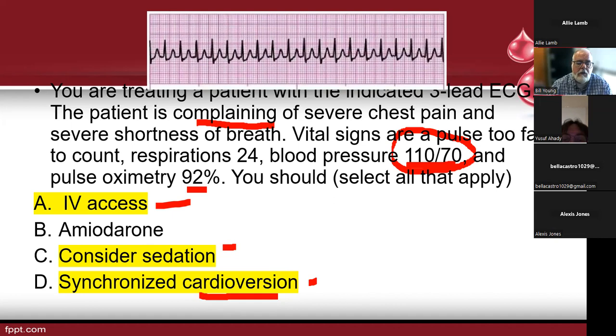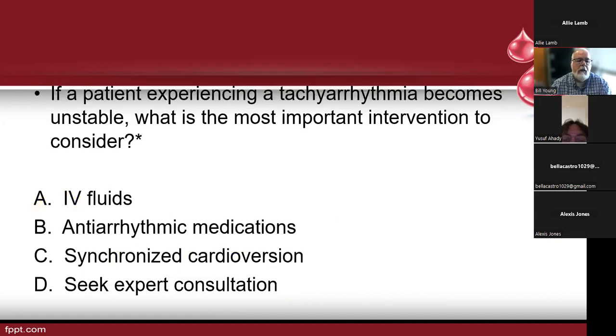All right. Yusef, this one's yours. If a patient is experiencing a tachyarrhythmia becomes unstable, what's the most important intervention to consider? I think we've kind of already gotten this one, but go ahead, Yusef, what is it? Yeah, so basically we want to go with synchronized cardioversion, okay?